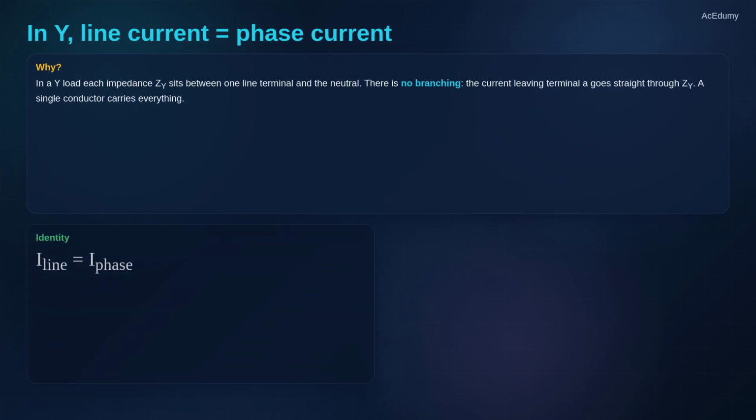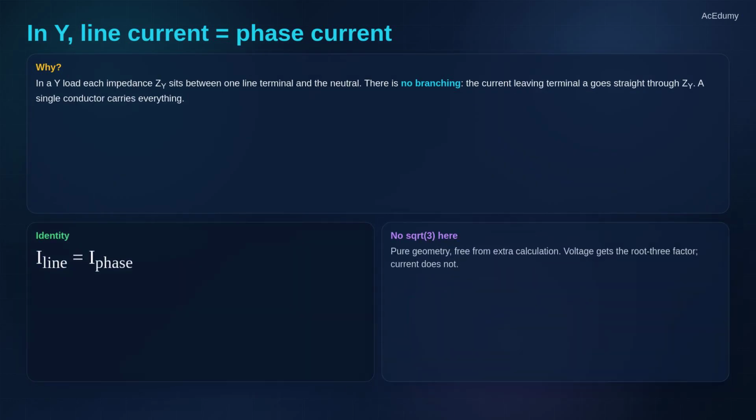Now look at current. In the Y connection, each phase impedance sits between one line terminal and the neutral. There is no branching. The current leaving terminal A goes straight through impedance ZY. That single conductor carries everything. So in a Y load, the line current equals the phase current. No square root of 3 here. This identity is purely geometric, free from any extra calculation.